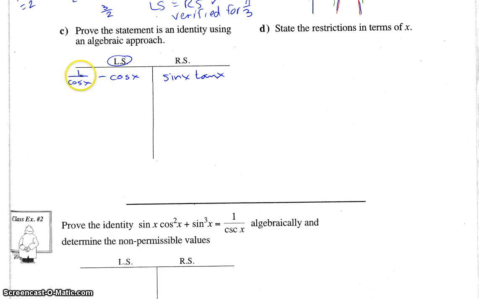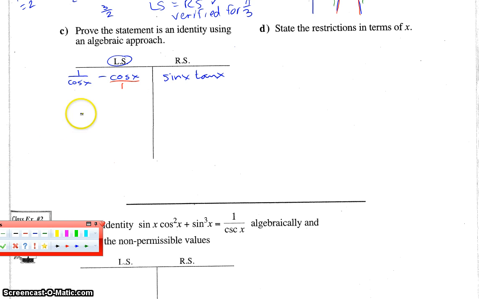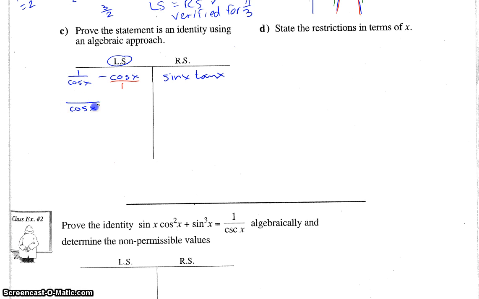We do have fractions, like 1 over cos plus, let's change this to a fraction, minus cos over 1. So we're going to get a common denominator for this. Each of these is going to be over top of cos x. What we did here to get a common denominator is, for this one, we multiplied top and bottom by cos x.